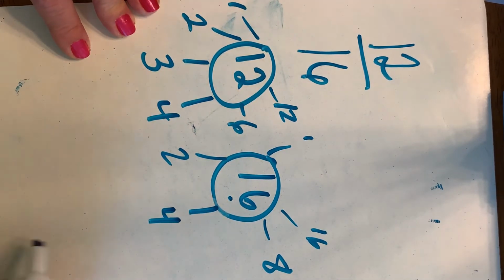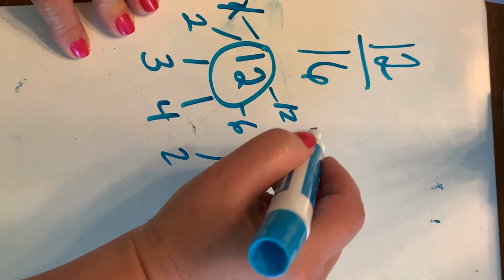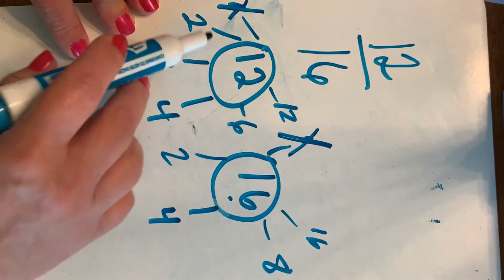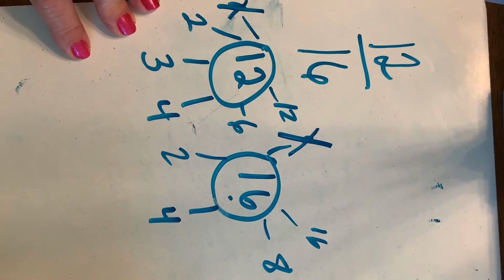Yes. Good. Now you're always going to cross out this 1, excuse me, the 1, because you're never going to use 1, because if I divided 12/16 by 1, I would end up with 12/16.